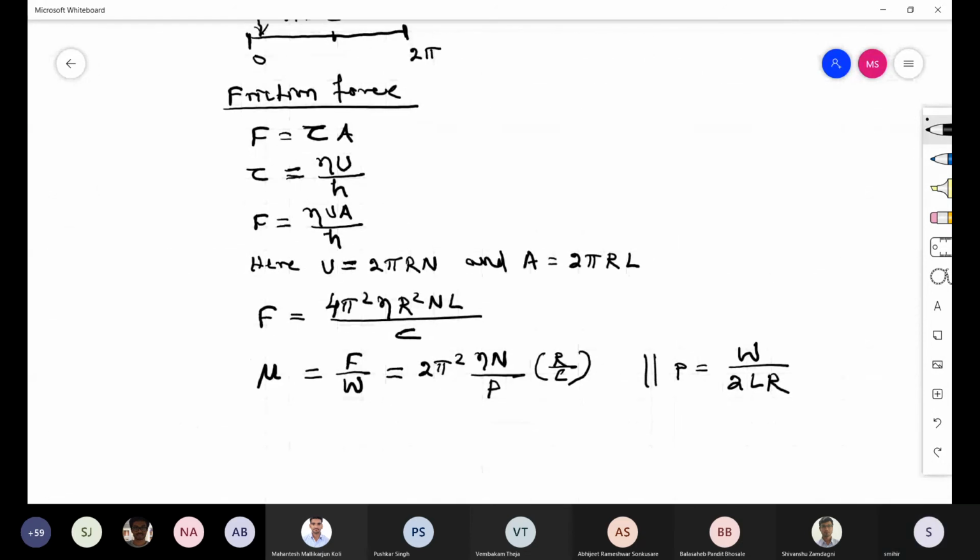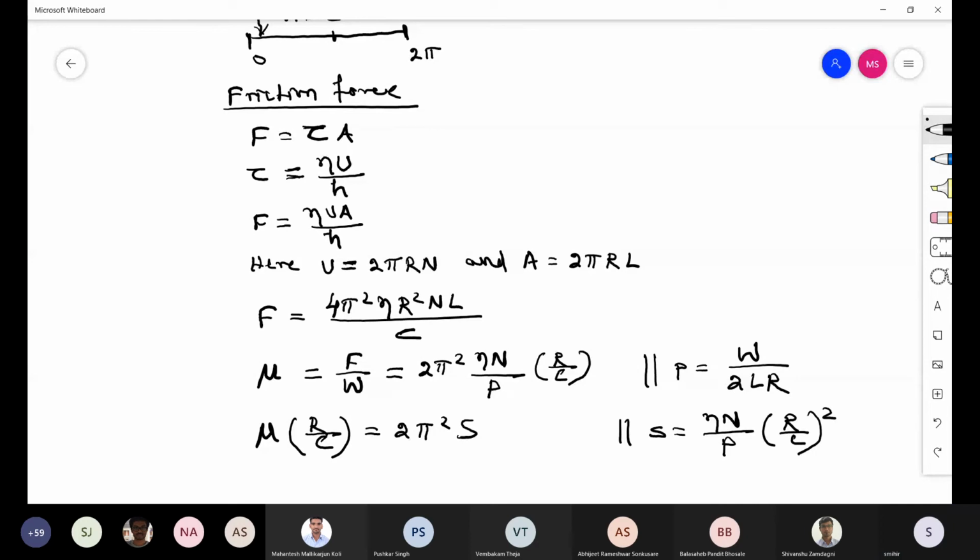Now you write like this: mu R by C equals 2 pi square S. This S here is your Sommerfeld number. S equals the Sommerfeld number, which is eta N by P, R by C square. This is Petrov's quick solution for finding out the friction force.